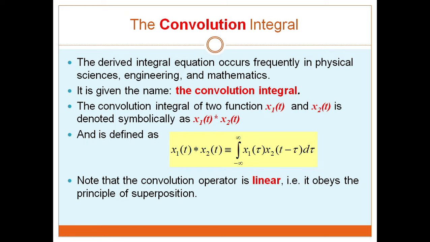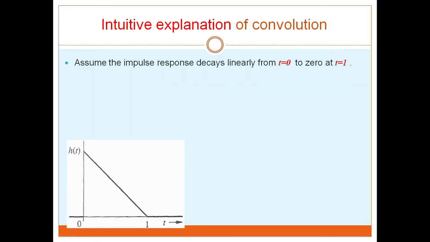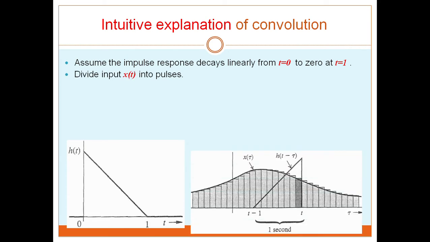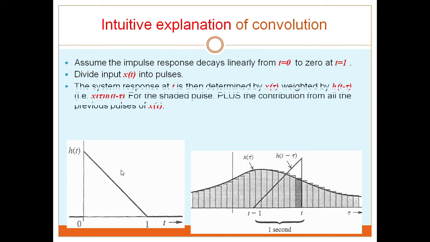Okay, so the next one. If we assume the response decays from t equal to 0 to t equal to 1, which is this h(t), now we also have x(t) as the input. What we want to do next is multiply x(t) with h(t), but the h(t) is shifted by t and reflected. So we can see that now.